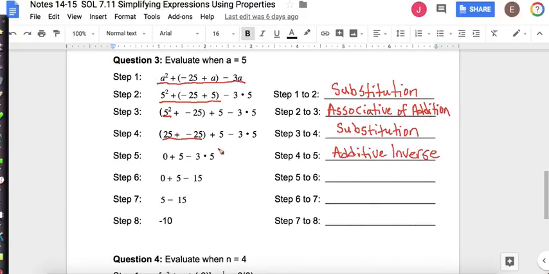Step 5 to step 6, I noticed that the next step was multiplication. So 3 times 5 got replaced with a 15. So since I don't have any other property for that, it was substitution because the 15 replaced the 3 times 5.